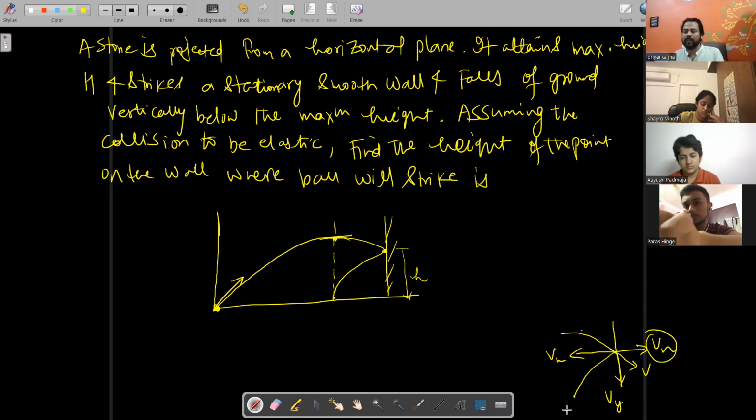Understood? This is the meaning of an elastic collision. The horizontal component will not change in magnitude, and nothing is going to happen to the vertical component. Now solve it.